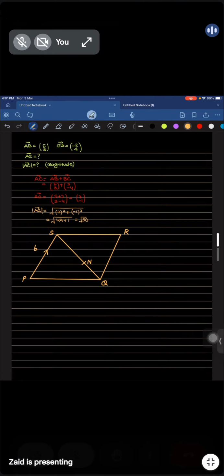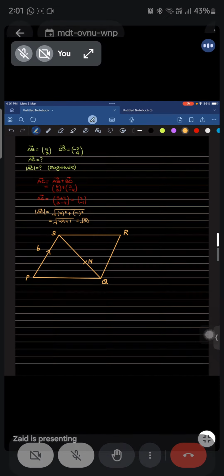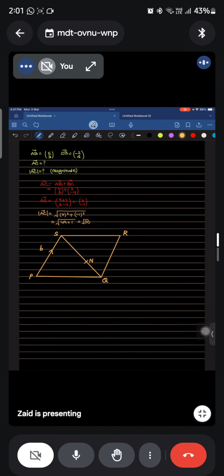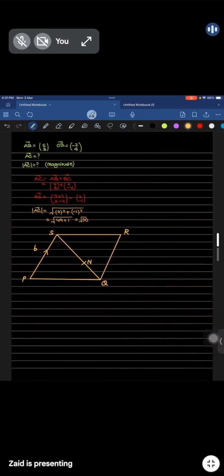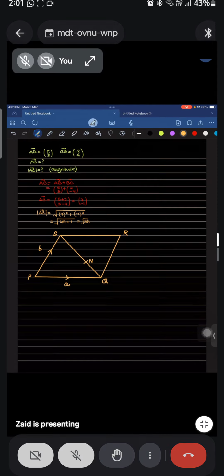So that means if I'm taking SP, it should be minus B. Isn't it? The value of PS is B, so if we have SP, it should be minus B. And the value of PQ is A, so if it is QP, it should be minus A. Okay, all right, getting it or not?